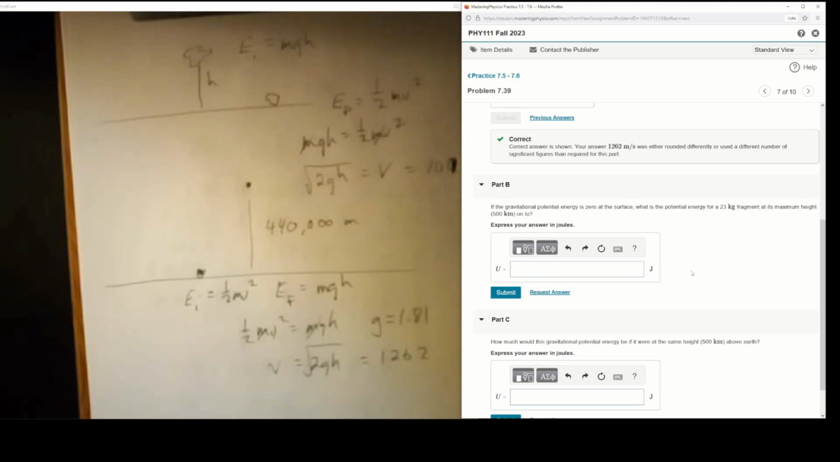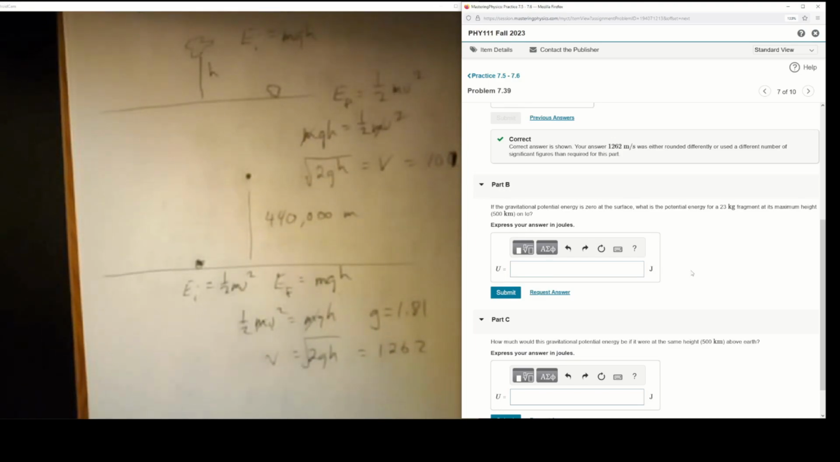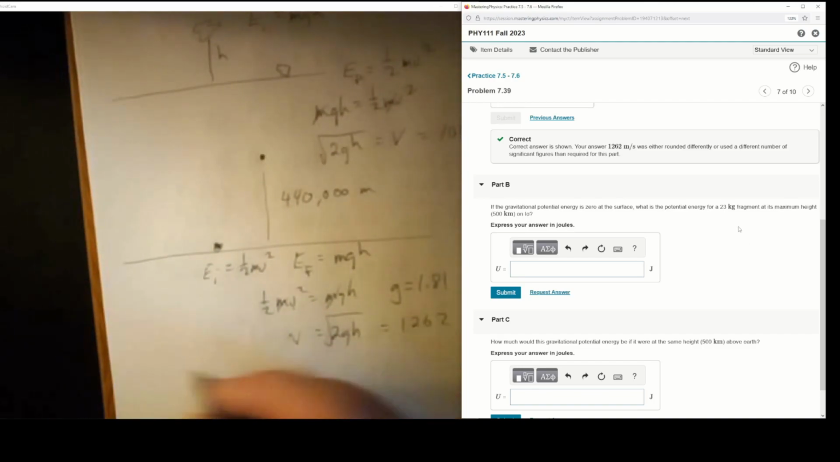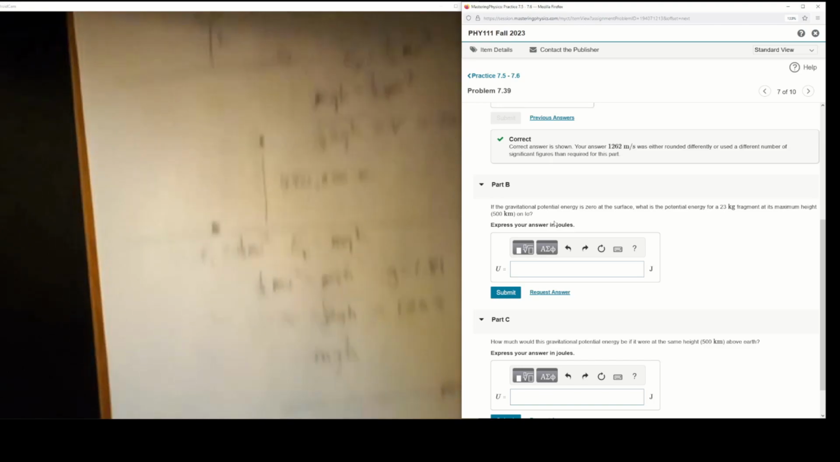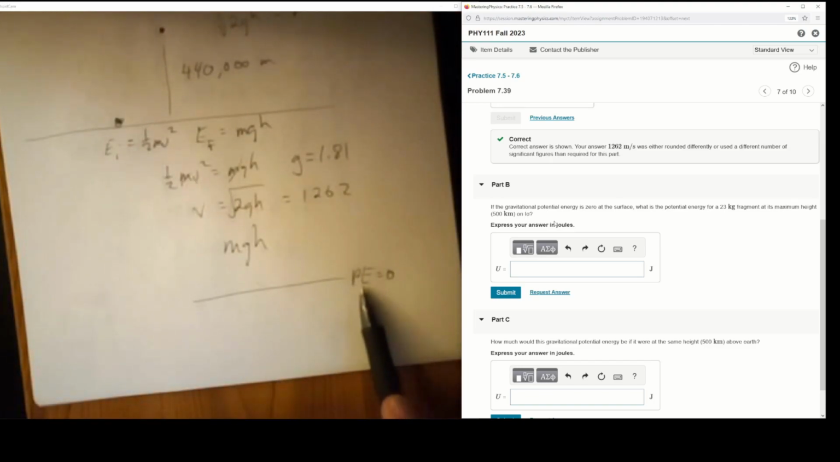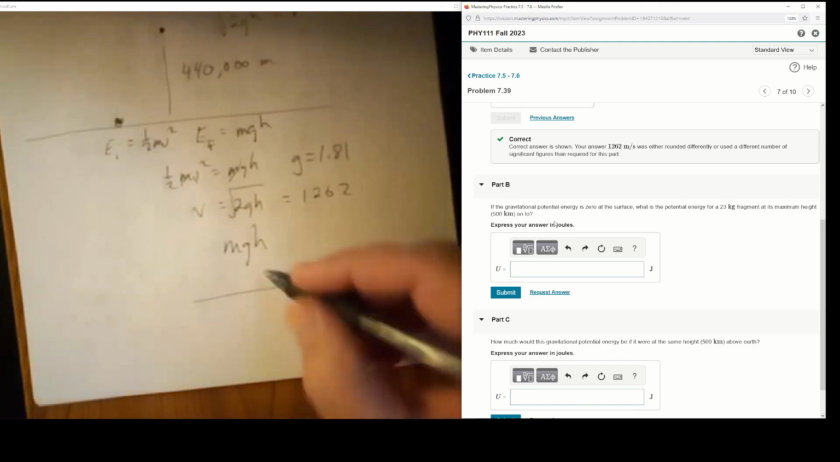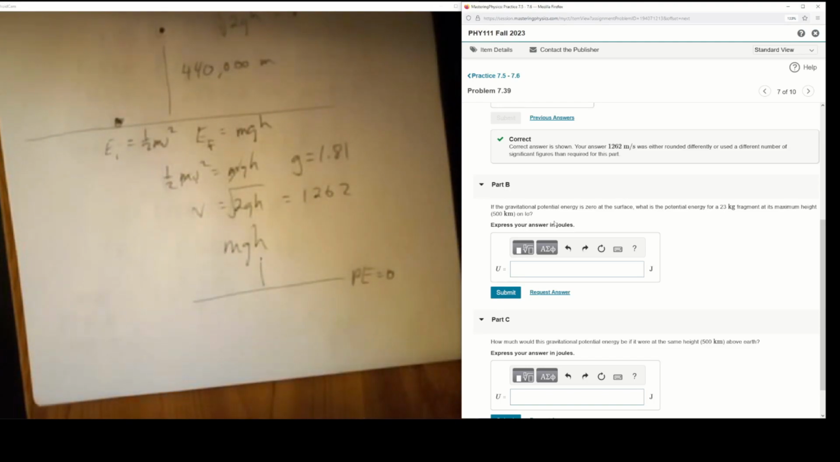Thinking about part B, the gravitational potential energy is 0 at the surface. What's the potential energy of that fragment at its maximum height? Okay, so all they're asking for is mgh. They're just looking for potential energy. It says it's 0, so they're saying potential energy is 0 at ground level. So again, very common to put potential energy 0 at ground level. It's at some height, and they're asking what's the potential energy from gravity at that height.